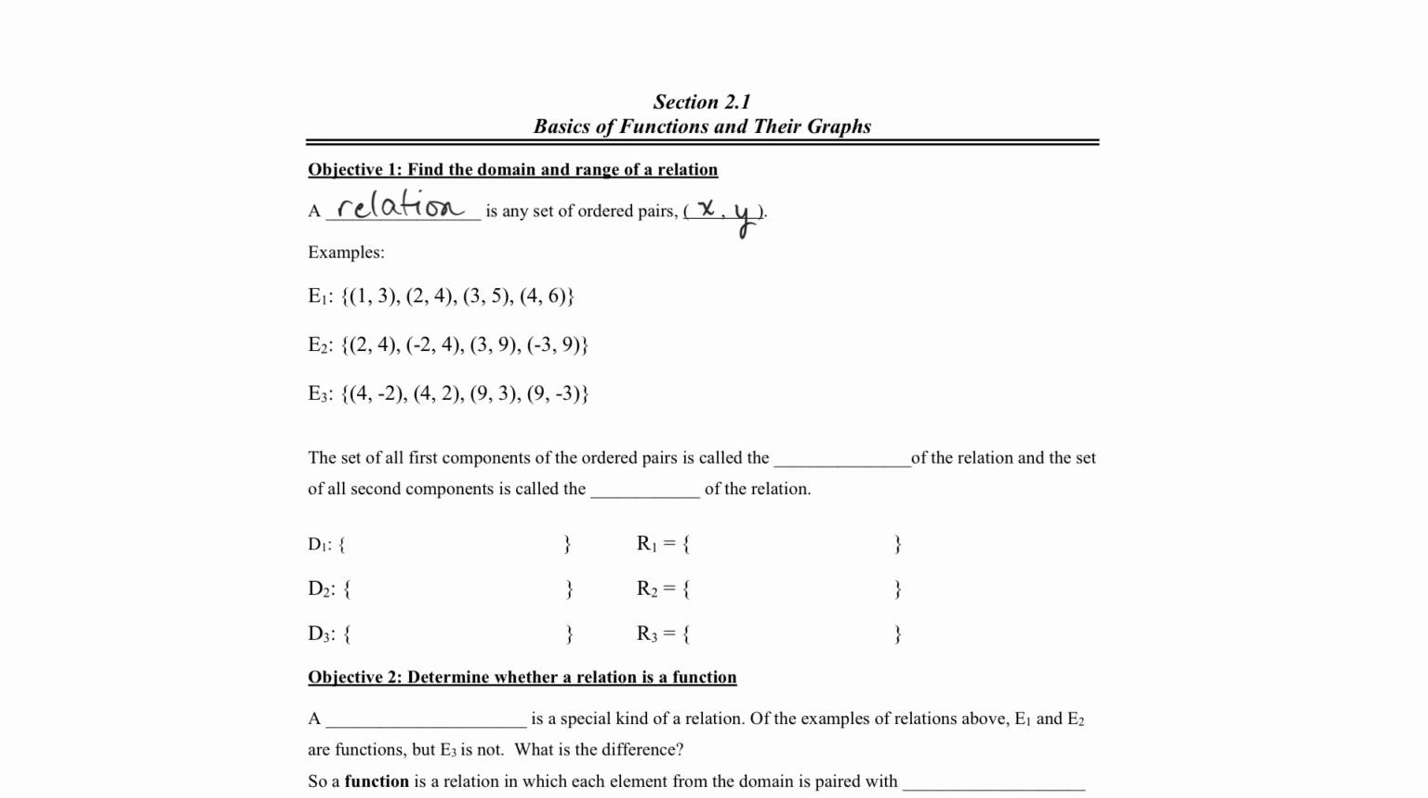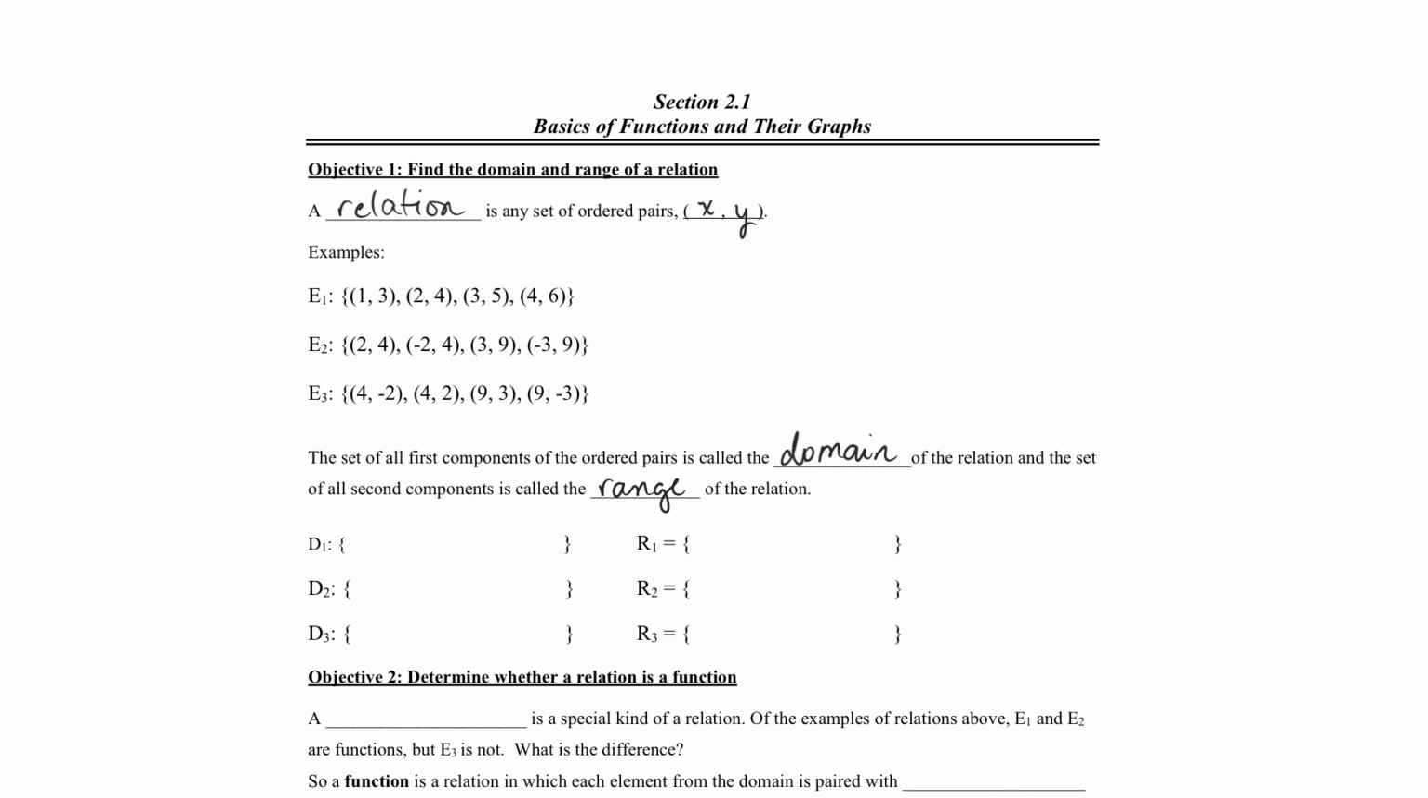a relation. The set of all first components, or the x values in the ordered pairs, is called the domain of the relation. And this set of all second components, or all of the y values, is known as the range of the relation. So every relation has a domain, the set of all the first values, or the x values, the x coordinates, and a range, the set of all second values, the y values, the y coordinates.